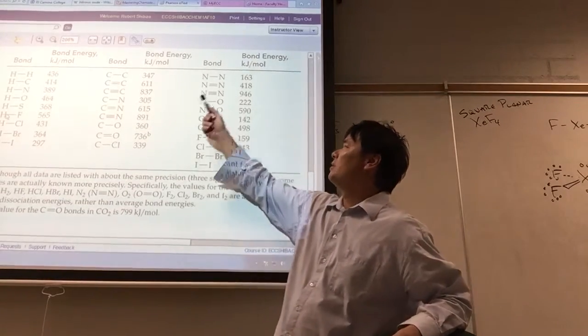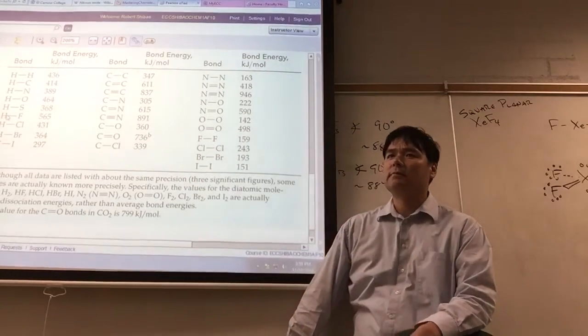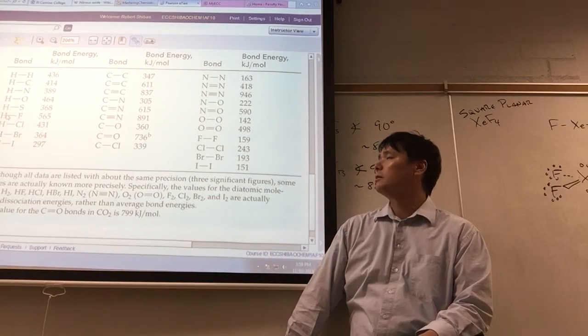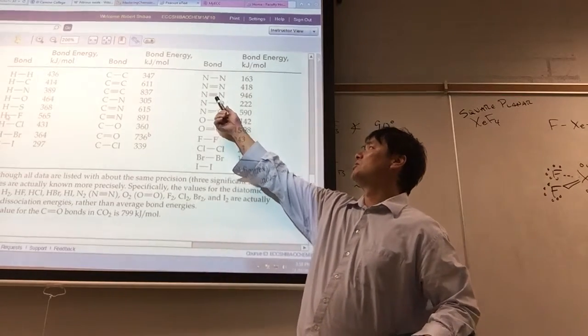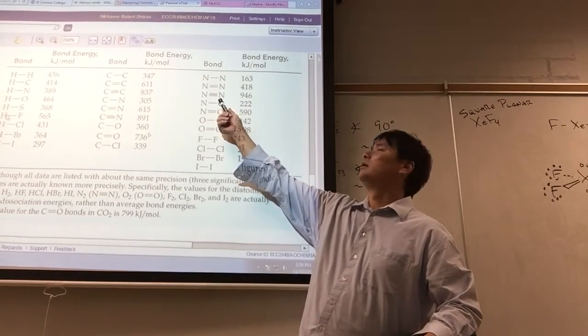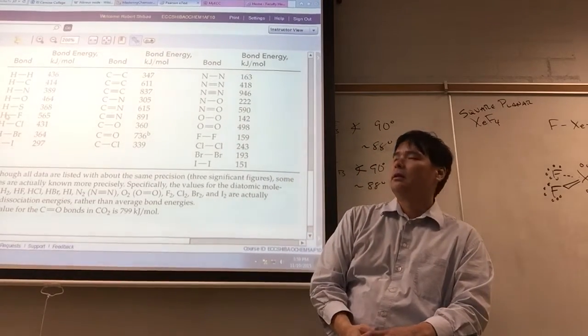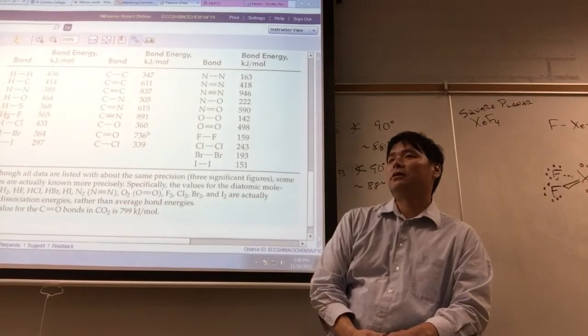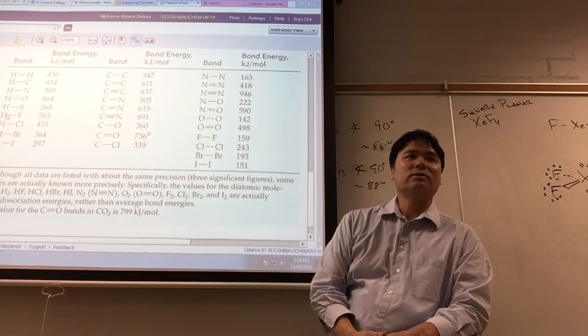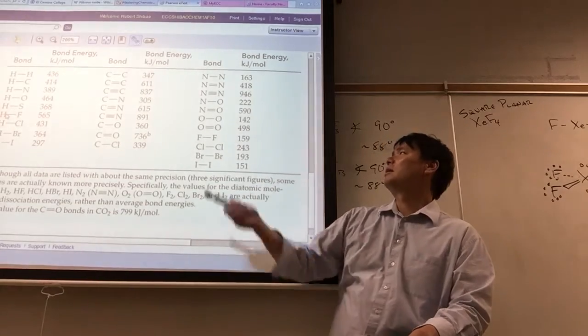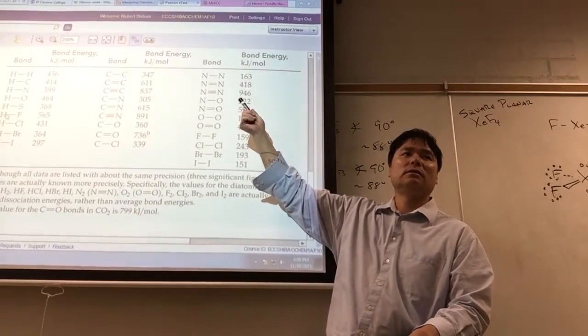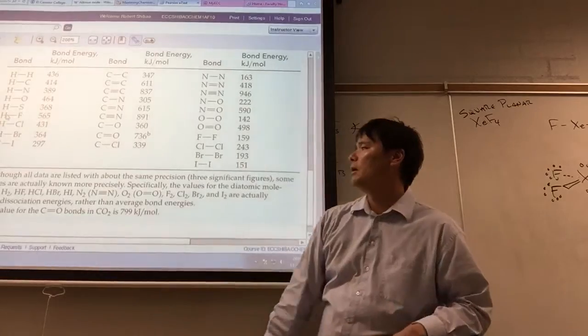A lot of these other bonds are a lot stronger. What's the strongest bond you see? The nitrogen-nitrogen triple bond. This is exceptionally strong, almost 1,000 kilojoules per mole. And that's why nitrogen is considered a pseudo noble gas or an honorary noble gas, because it's so unreactive. It costs way too much energy to break that bond. It's a very strong, short bond.